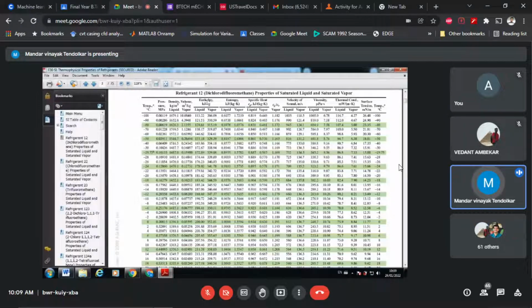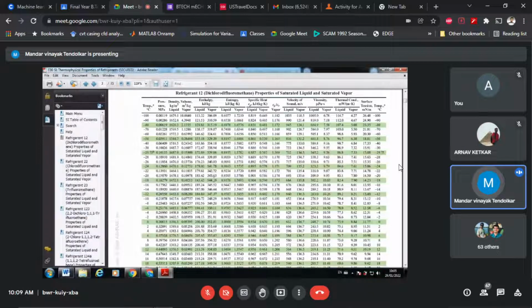So on a chart, or through the table, whichever way you find comfortable, finally our job is to find out these enthalpy values. For that, the temperature and the pressure are given. So here we will be focusing on either the liquid part or the vapor part, depending on the case. If it is a liquid part, we will take liquid enthalpy value. If it is a vapor part, we will take vapor enthalpy value.